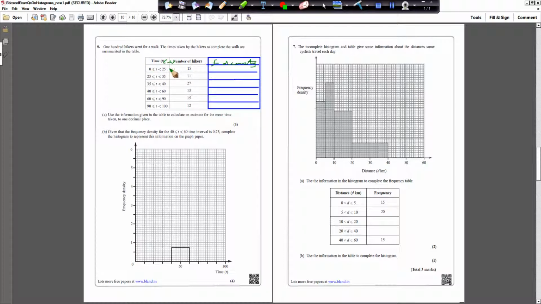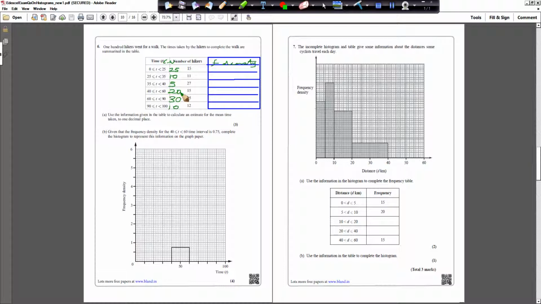So 0 to 25, Abdullah, give me the first one. Class width is? 25. Yeah? Class of the next one, Harun, is? 10. And the next one's going to be? 5. And the next one's going to be? 20, the difference between them, yeah? 30. And the next one's going to be 30, and the last one's going to be? 10, lovely.